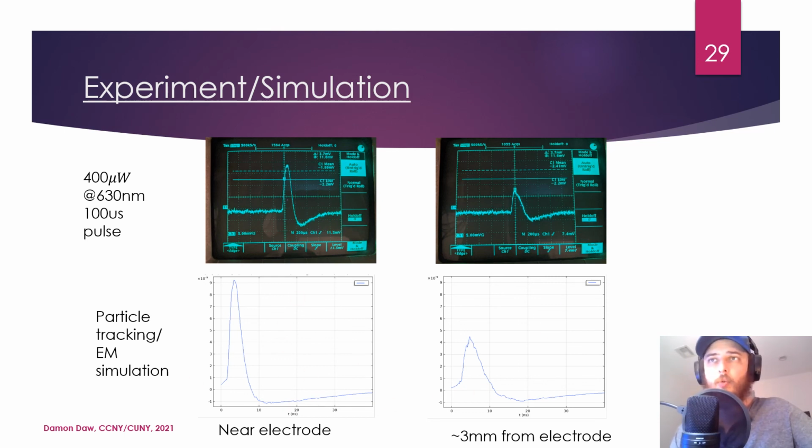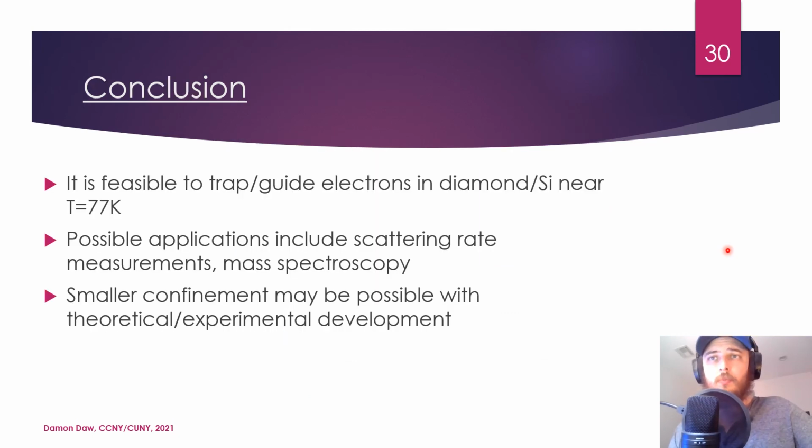and that with a little more work, we think we'll be able to definitely show that we're achieving some sort of guiding or trapping inside of a semiconductor. So, in conclusion, we think it's going to be feasible to trap or guide electrons in, say, diamond or silicon at around 77 Kelvin. That's liquid nitrogen temperature. Some possible applications include measuring scattering rates or doing effective mass spectroscopy on the carriers. And we might be able to get even better confinement than we've calculated once we develop our theoretical and experimental understanding a little better.